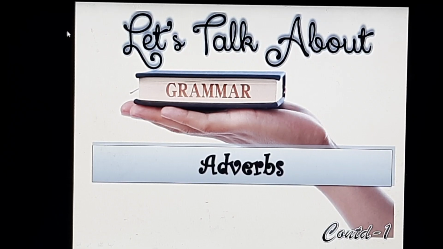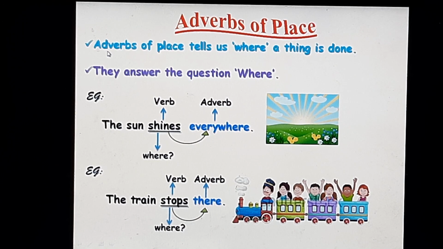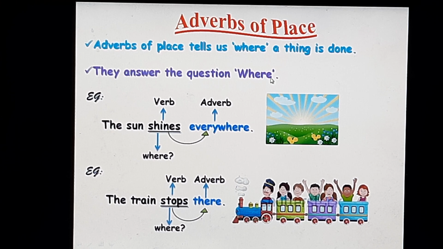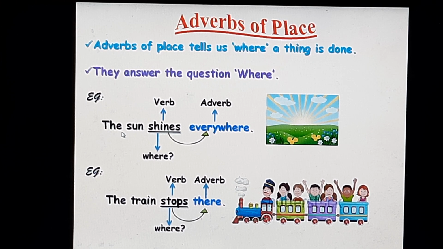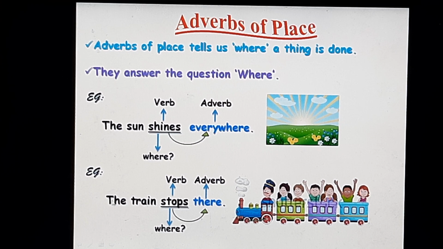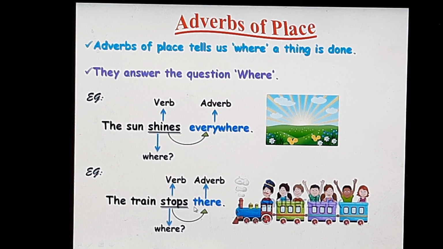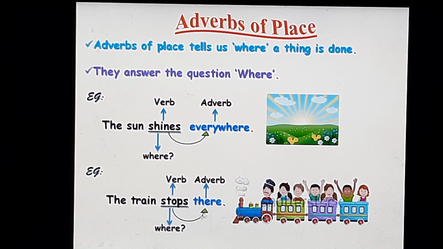Let's continue, children, with adverbs of place. Adverbs of place tell us where a thing is done. They answer the question where. Let's see the examples. The sun shines everywhere. Shines is the verb. Shines where? Everywhere. That's adverb of place modifying the verb shines. The train stops there. Stops is the verb. Stops where? There. There is adverb of place modifying the verb stops.